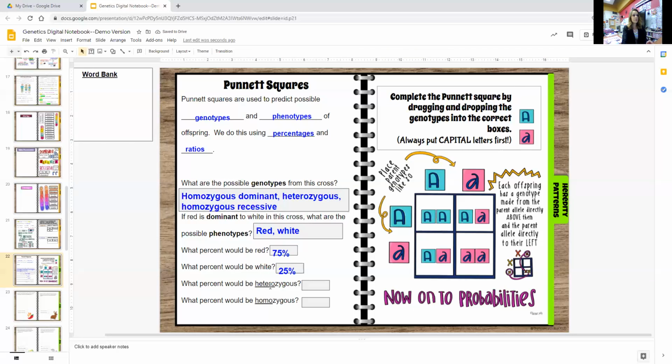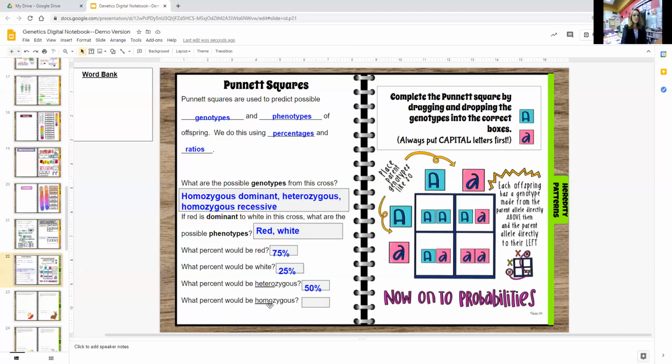Now, what percent would be heterozygous, meaning it has a dominant and a recessive? Well, it's this top right-hand one, and this lower left-hand one. So that's 2 out of 4, or 50%. So 50% of the offspring would have a heterozygous genotype.